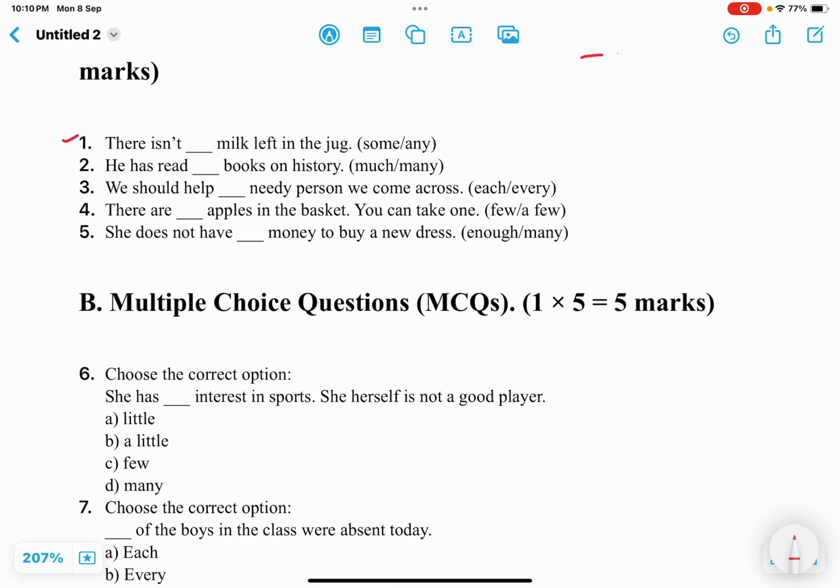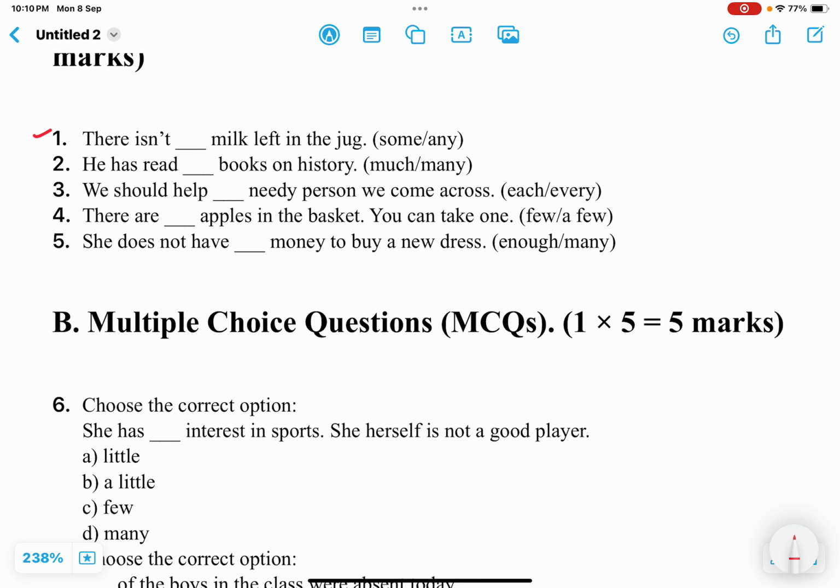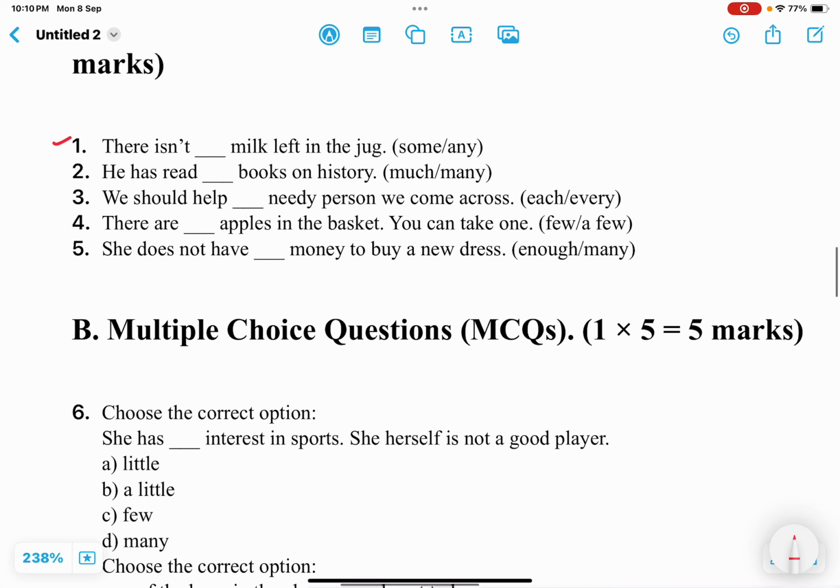Question number 1 is, there is not dash milk left in the jug. If you have not watched the video related to determiners, you can watch it first, then only you will be able to understand the reason, what answer is correct here and why. Okay, so here the correct answer is any. Why? Because this is a negative sentence, and in negative sentences we always use any if it is talking about a small quantity or small number. So there is not any milk left in the jug.